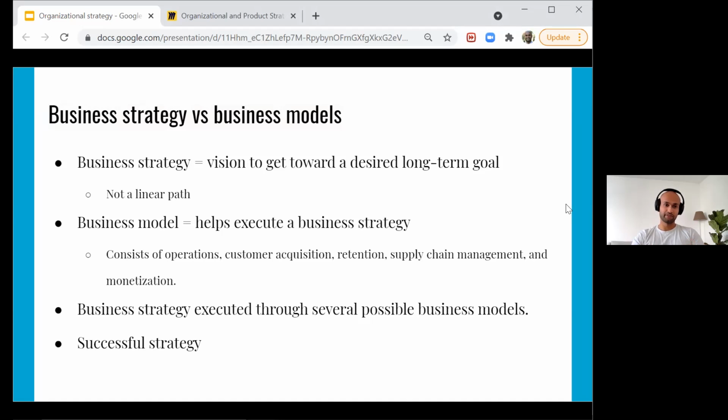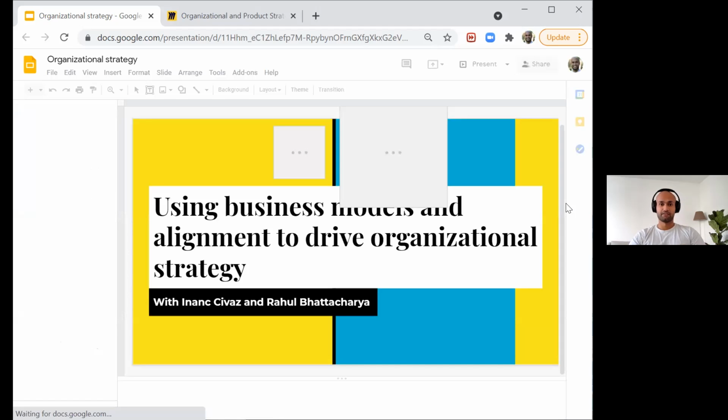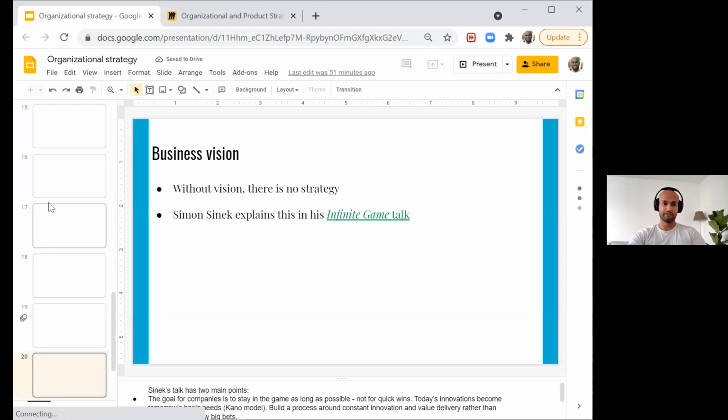Right, so when we talk about strategy, to break it down again, very simply, it's how you're going to get towards this long-term goal, this vision that you have. And a business model, on the other hand, it helps execute a business strategy. And it consists of things like customer acquisition, retention, supply chain, monetization. These are different aspects of a business model. And a business model is then a subset of your business strategy. There can be different ways of achieving the strategy.